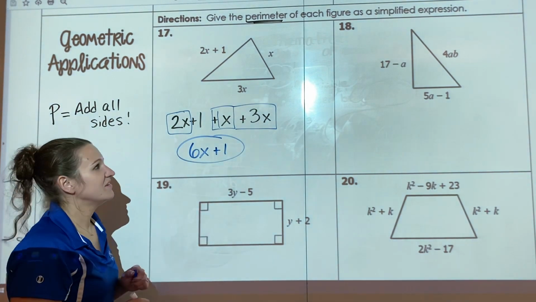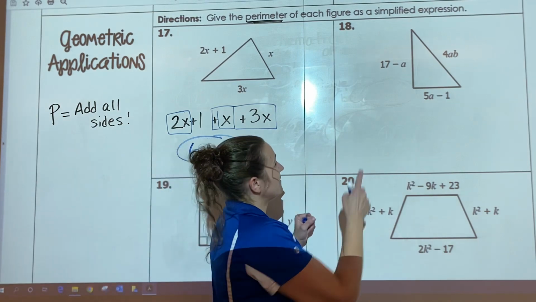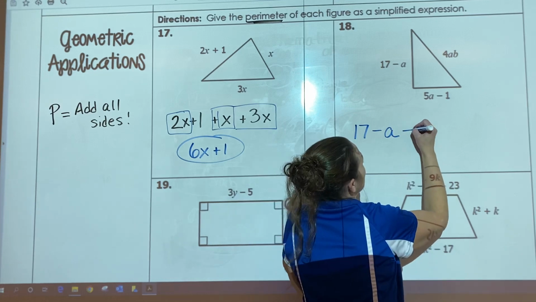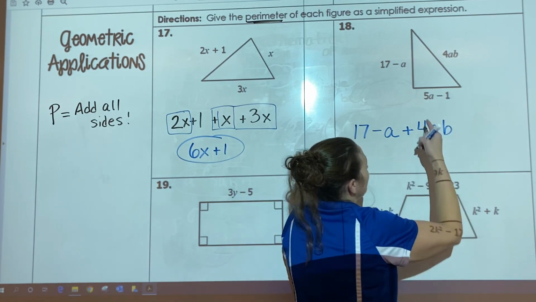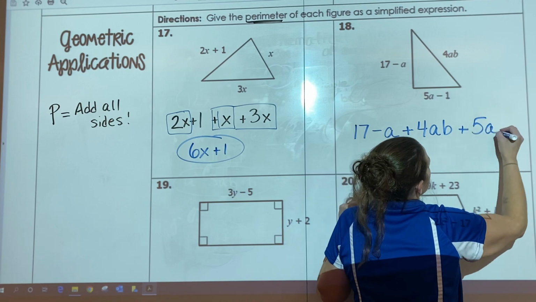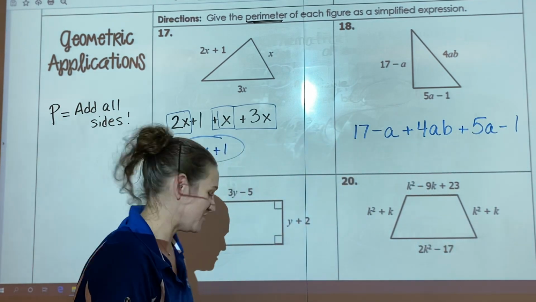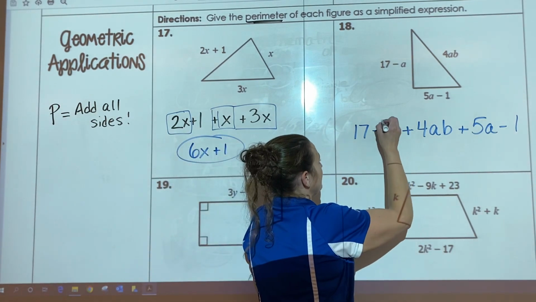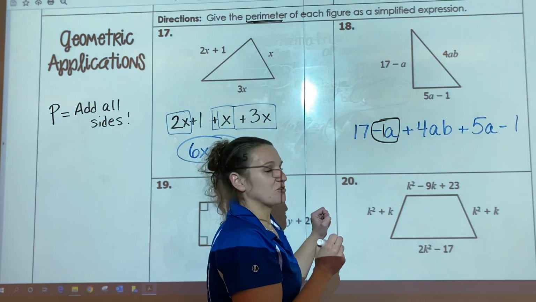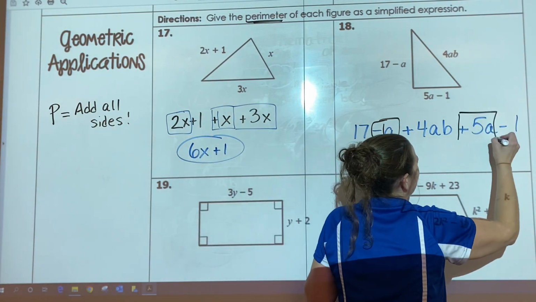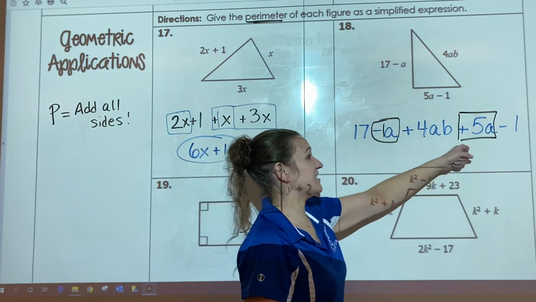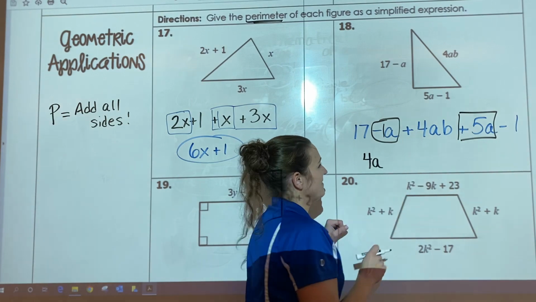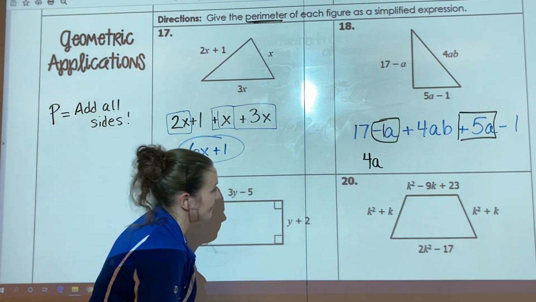Let's look at our second figure here. Our first side is 17 minus a. Our second side is a positive 4ab. And our third side is a positive 5a minus 1. Let's look for some like terms. I see that I have a negative 1a and a positive 5a. So if I put those together, 5 minus 1 gives me 4a. So far, so good. Like terms.